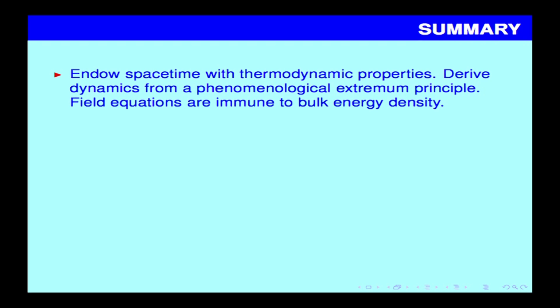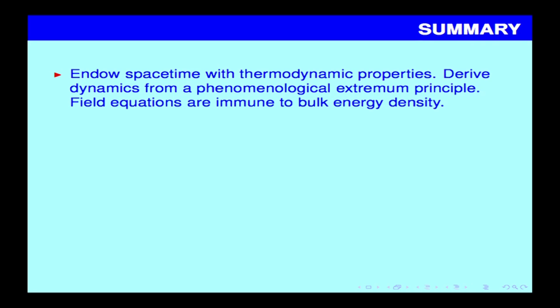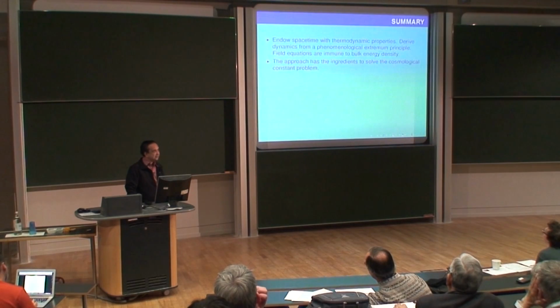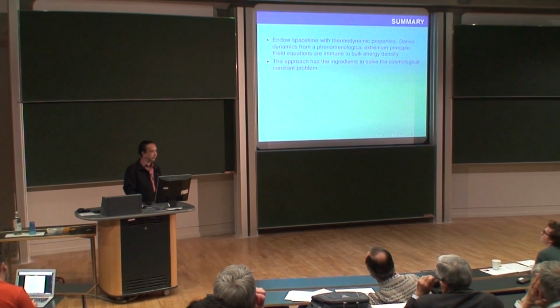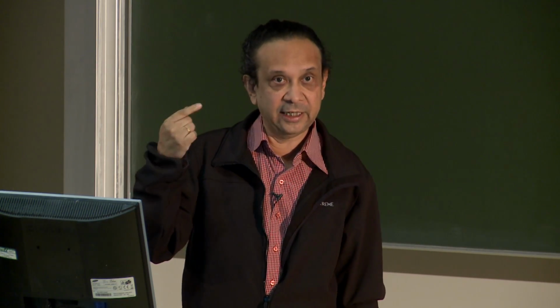Let me just summarize what I have been trying to say. The proper way to think of gravity should be to endow spacetime with thermodynamic properties, just as the proper way to study a solid when you do not know its microstructure is to use thermodynamics. You can derive the dynamics from a phenomenological extremum principle, just as you would have done in fluid mechanics or in elasticity without ever knowing what the fundamental constituents are. And when you do that, you get as a bonus that the field equations are immune to the bulk energy density. This approach has the ingredients to solve the cosmological constant problem the way I have said, because it does not care about the bulk energy density, and you need an extra principle, and it appears as an integration constant. So, you just need an extra principle to fix its value.